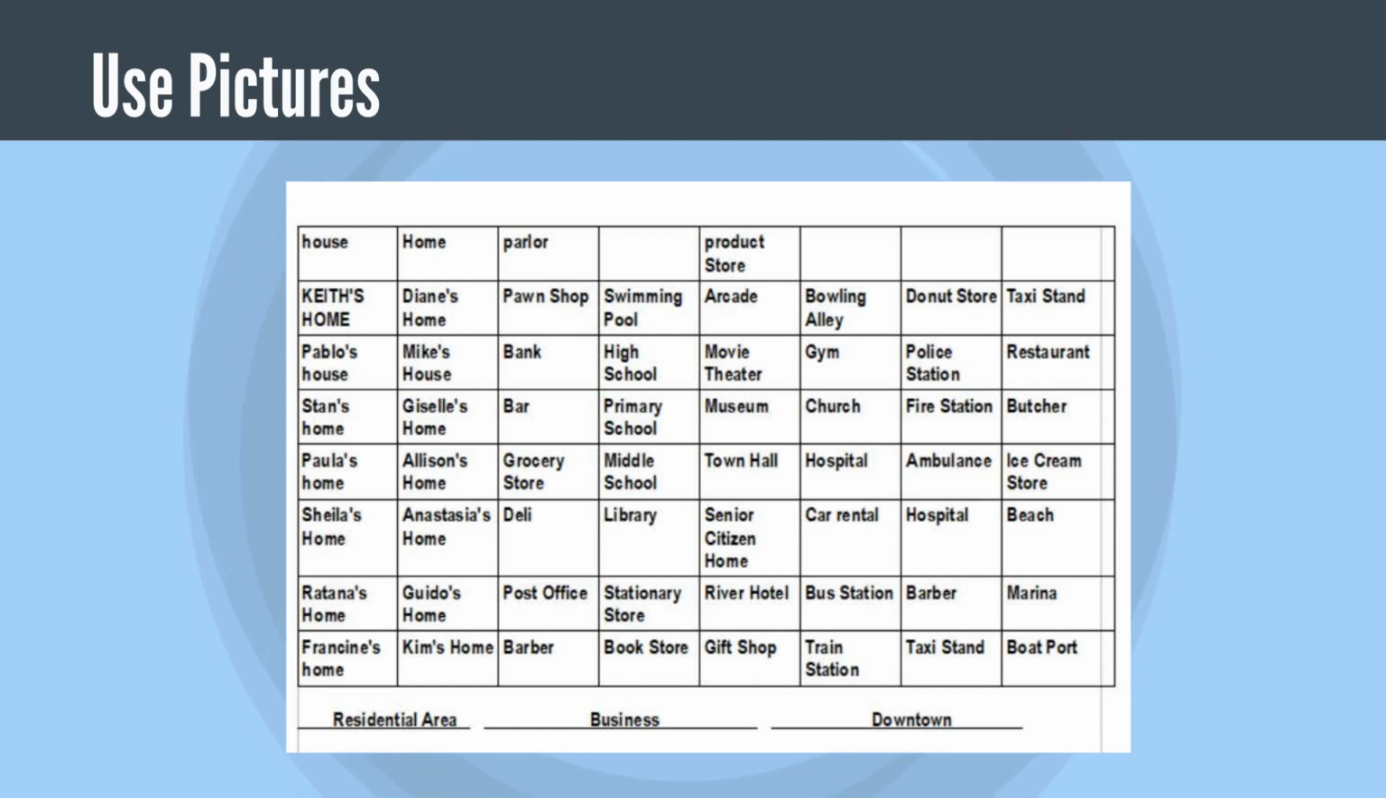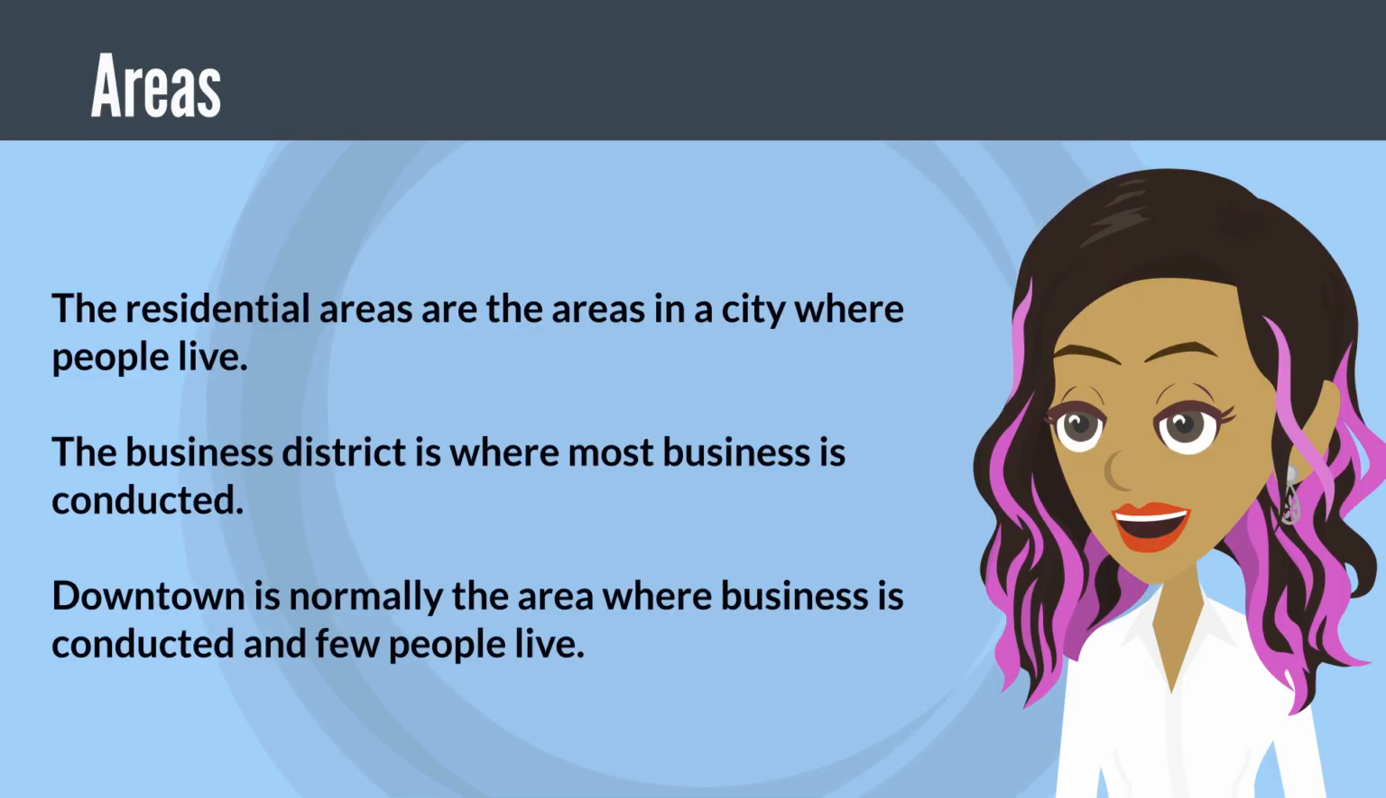With this example, you can show the three parts of an organized city: the residential, business areas, and downtown. The residential areas are the areas in a city where people live. The business district is where most business is conducted. Downtown is normally the area where business is conducted and few people live.